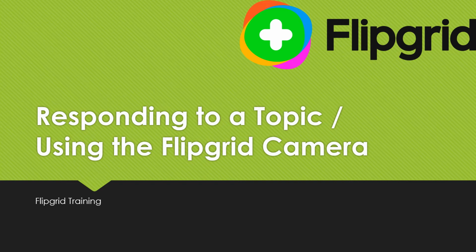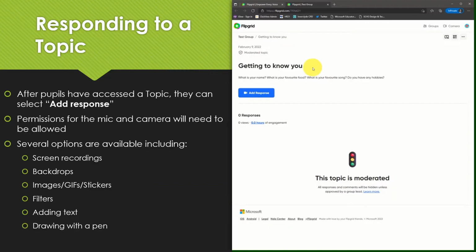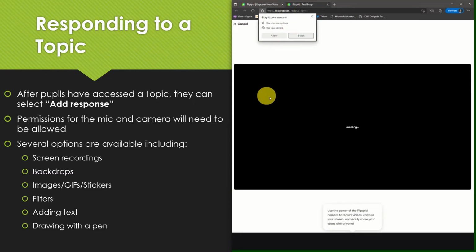In this video, we're going to look at how pupils can respond to a topic within Flipgrid by using the Flipgrid camera. After accessing a topic, pupils can simply select Add Response to begin recording their response to the topic. If this is their first time using Flipgrid, or if they're using a new internet browser for the first time, permissions for the use of the microphone and the camera will have to be allowed.